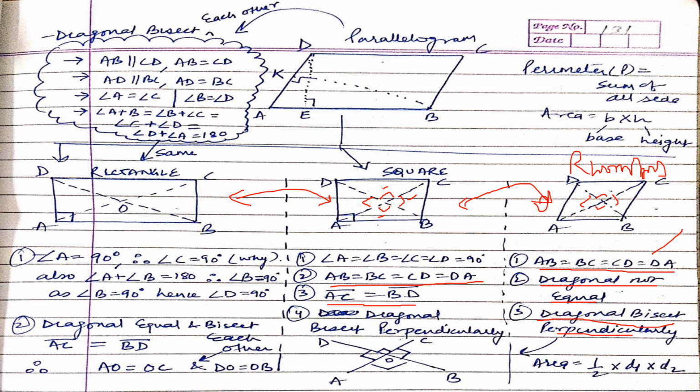So the last thing is area is given by half diagonal 1 into diagonal 2. A simple formula, we will discuss later on about this. I just mentioned it over here.